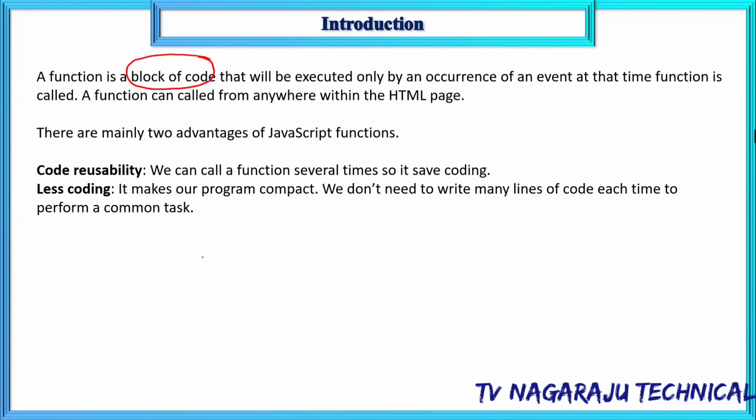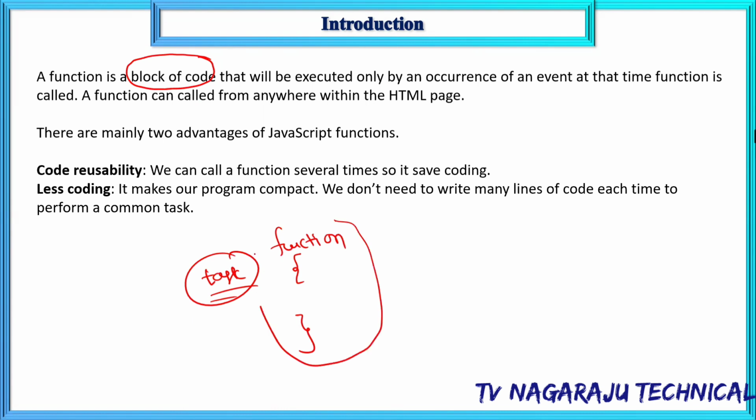Suppose you are writing one program. Within the program, some task is there. Suppose some set of code is needed multiple number of times. Instead of writing the same set of code multiple times, we write the code only once. That is named a function. And whenever we need it, we simply call the function. Then, if you are using a function, reusability increases and there is less coding. That means instead of multiple repetitions, we write it only one time.